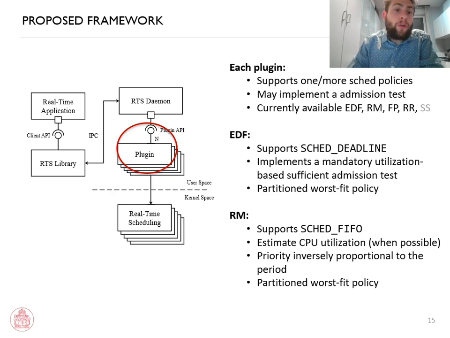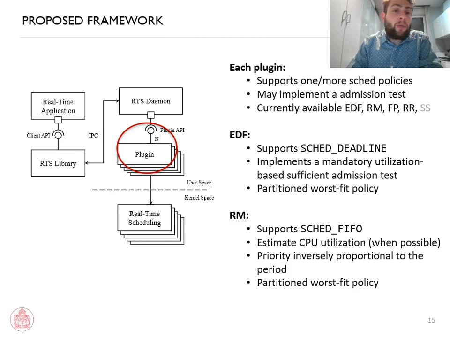Okay, so let's analyze the last piece of the framework, plugins. Each plugin must implement a set of functions that are used by the daemon to dispatch requests, and each plugin supports one or more scheduling policies offered by the kernel. Also, each plugin may implement an admission control mechanism that can be used to check if a new task can be admitted or not to the current task set.